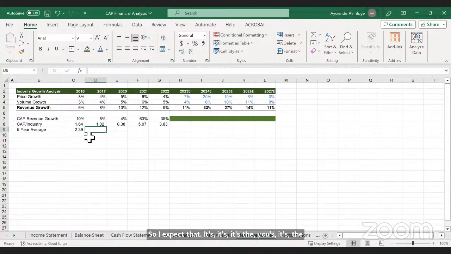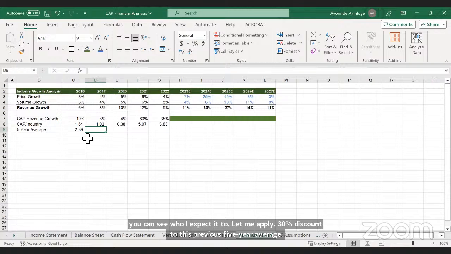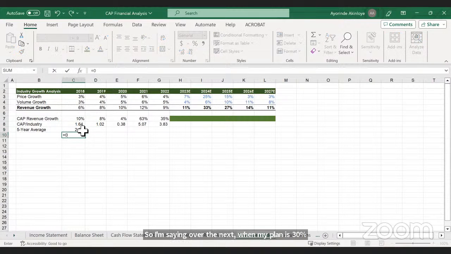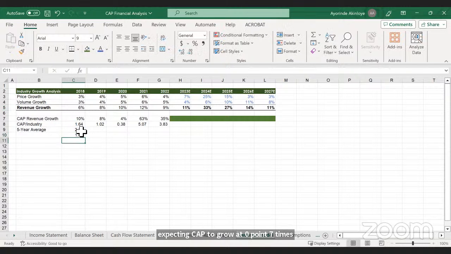So you can say, let me apply, say, a 30% discount to this previous 5-year average. If I'm applying a 30% discount, I'm saying over the next 5 years I'm expecting CAP to grow at 0.7 times 2.39 of the previous way it used to grow faster than the industry. Please, do you understand what I just did there?